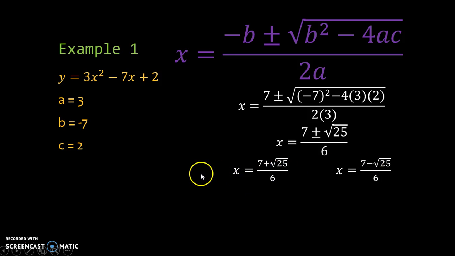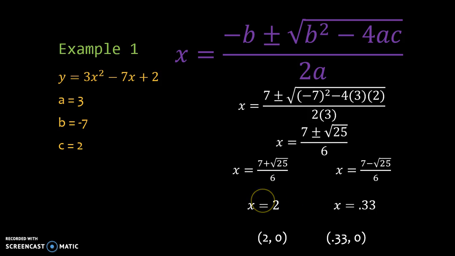Then, when I put this into my calculator, I'm going to put 7 plus the square root of 25. Then I'm going to hit enter, and then I'm going to hit divided by 6. And then I'm going to do 7 minus the square root of 25, hit enter, and divide that by 6. When you do, you'll get x equals 2 and x equals 0.33333. Rounding to 2 decimals is plenty for us. So we get the points (2, 0) and (0.33, 0). At this point, please draw a triangle on the center of your page.